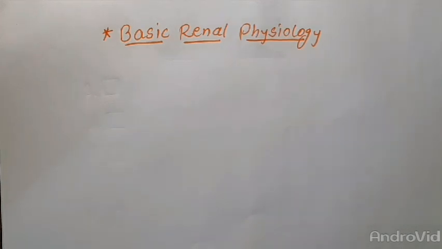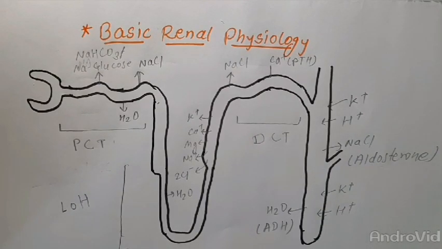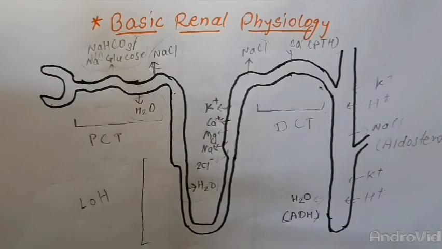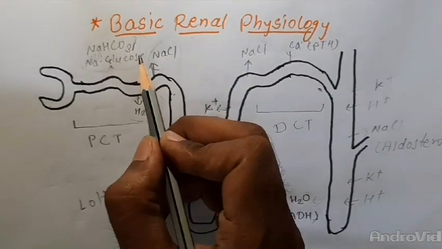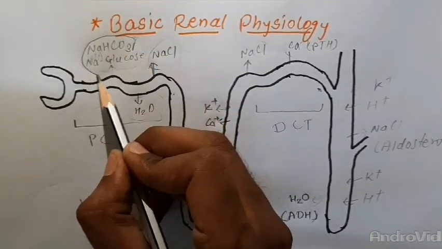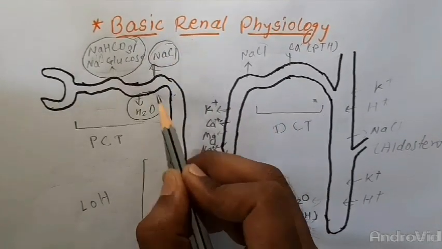So first of all, let's talk about the basic renal physiology. We'll discuss the different ion channels, co-transporters and transporters. Our main motto behind the discussion of the renal physiology is to easily understand the pharmacology of diuretic agents. As we all know, the urine is concentrated in the nephron with the help of the various ion channels and the transporters. So from the first part of the nephron, that is the proximal tubule, the reabsorption of sodium bicarbonate, sodium glucose co-transport, sodium chloride and H2O takes place.